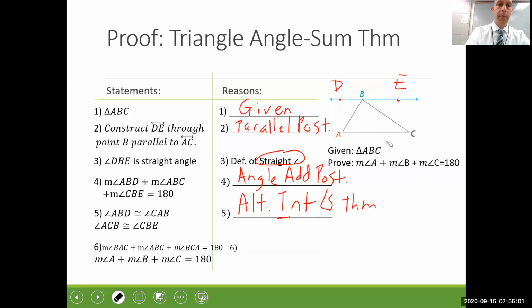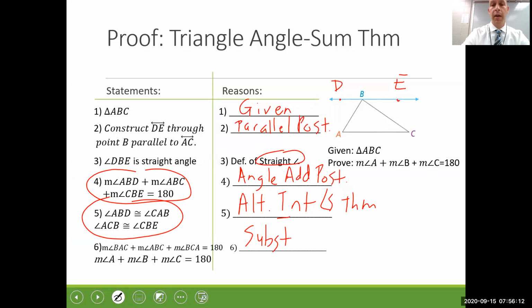Well, that's based on this statement and this statement put together. So this is basically just a substitution, and that's going to be from steps 4 and 5. So what I've done is I know that angle ABD is this angle. I can substitute angle CAB, that's this angle, in for that.